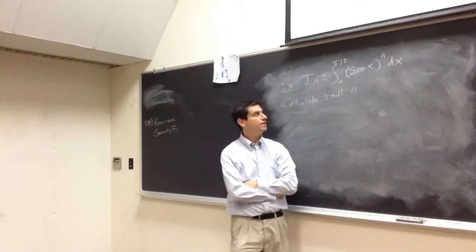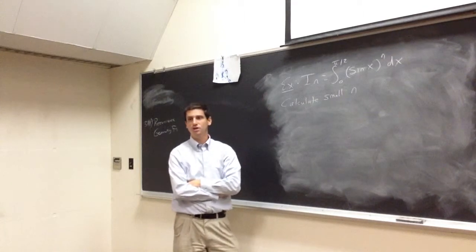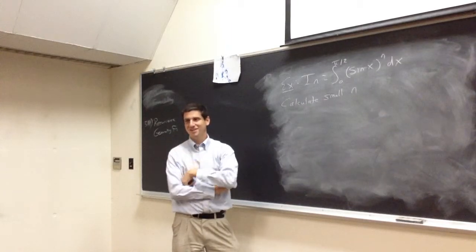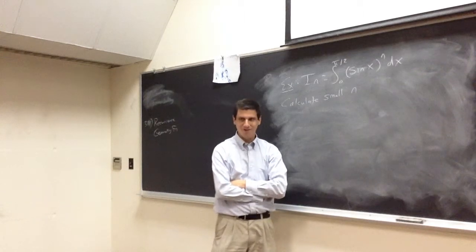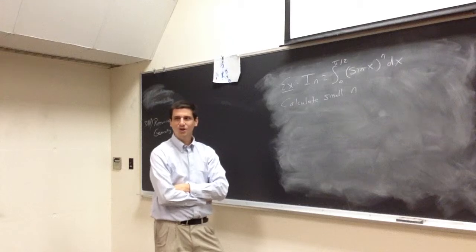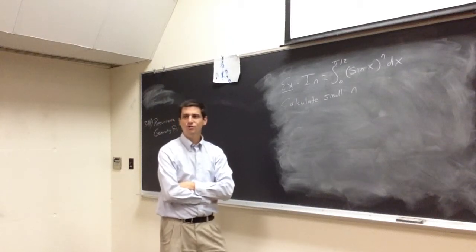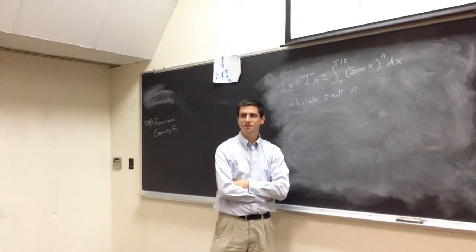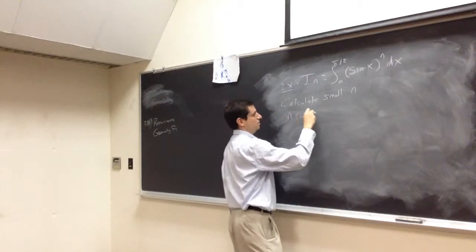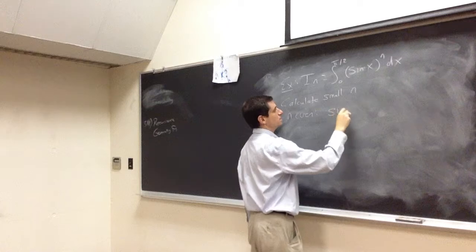But there is a huge advantage between either n even or n odd. One of them is much easier than the other. Anybody know which one is easier? Yes? Even. Why? Because you can use the trig identities to lower the degree. Good. Which trig identity do I use? Sine squared x is equal to 1 minus. Excellent.